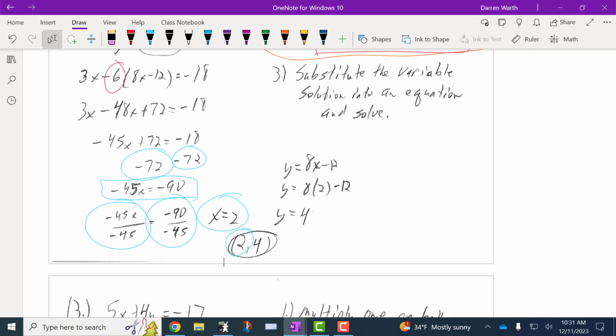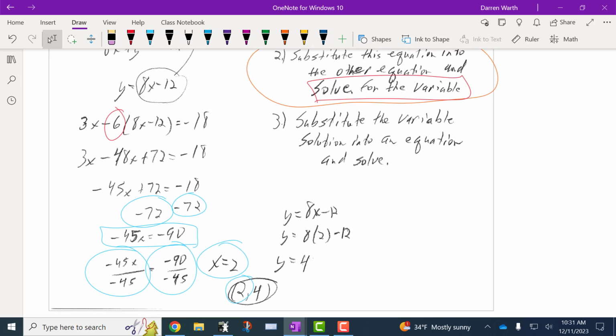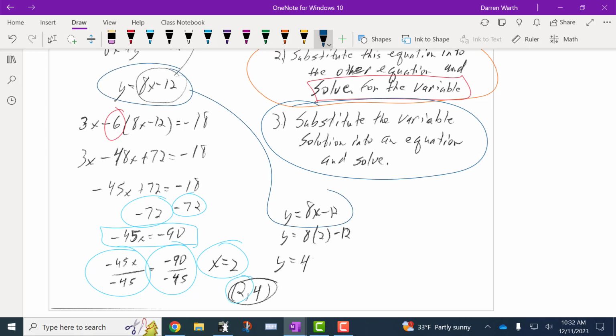Now to find the solution to my y variable, I'm just going to do this last step. It says substitute the variable into an equation and solve. Well, I notice that this equation right here, I'm going to use that to solve for my y variable. So I'm going to take x equals 2, I'm going to substitute in place of x. And so then I'm going to take 8 times 2 is going to be 16, and 16 minus 12 is going to be 4. So therefore my solution to this system is going to be 2 and 4.